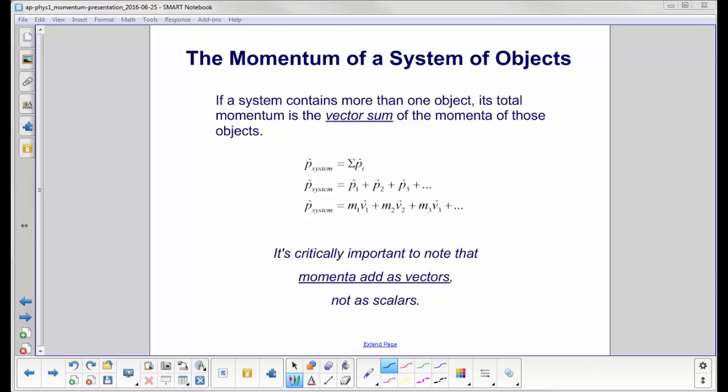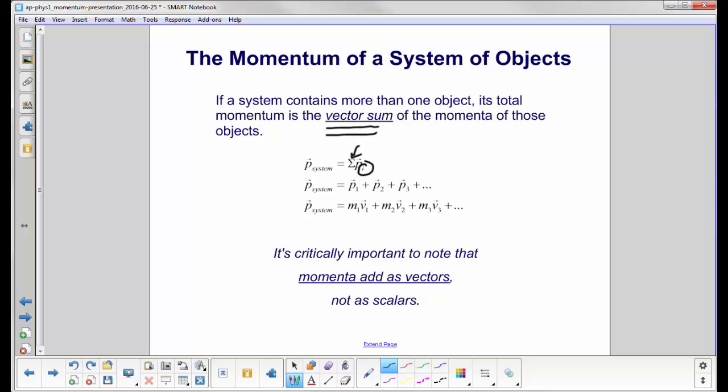If a system contains more than one object, you find the total momentum of the system by taking the vector sum of each individual momentum. The way to show this mathematically is P system is equal to the sum, that's what that symbol is there, the sigma, of each individual momentum of each particle or object. And the little i here shows that i can be 1, 2, 3, 4, etc. So here we have a case where we have 3 momenta, leaving the possibility open for more.